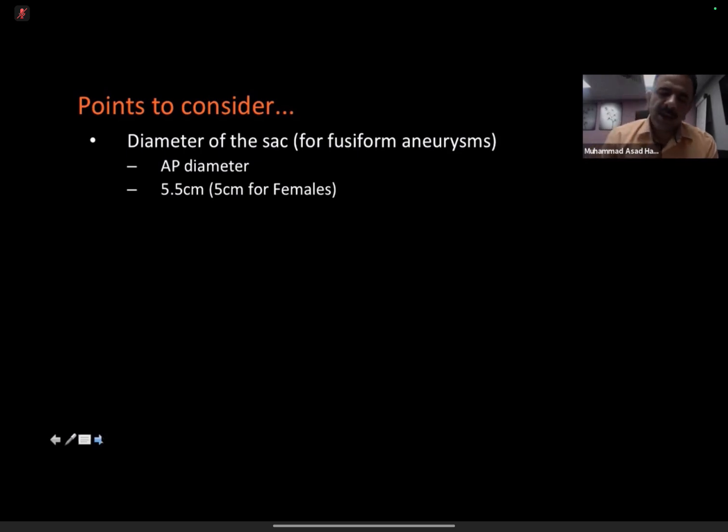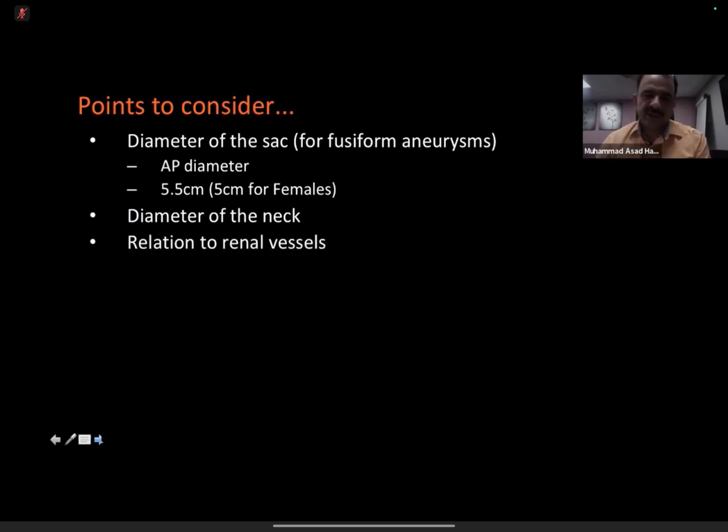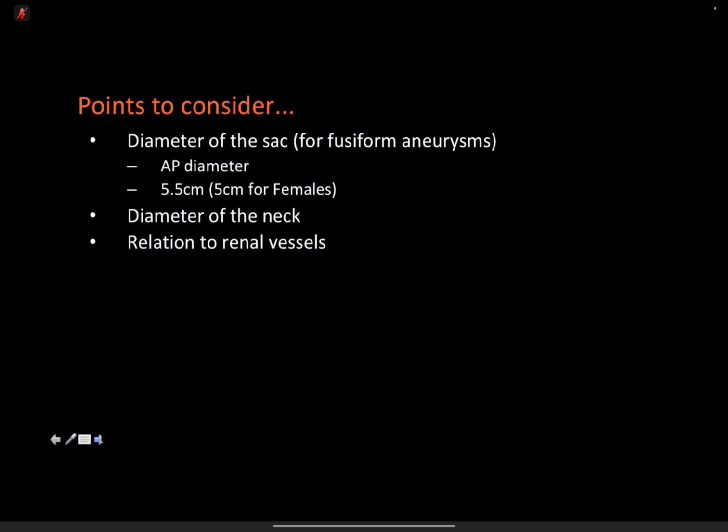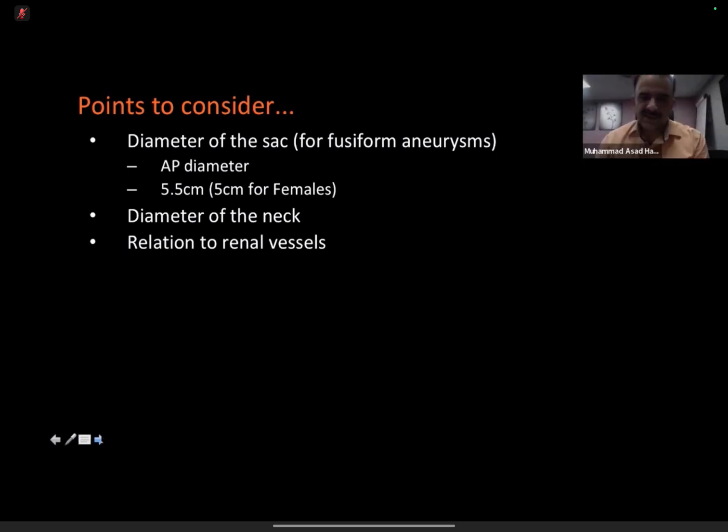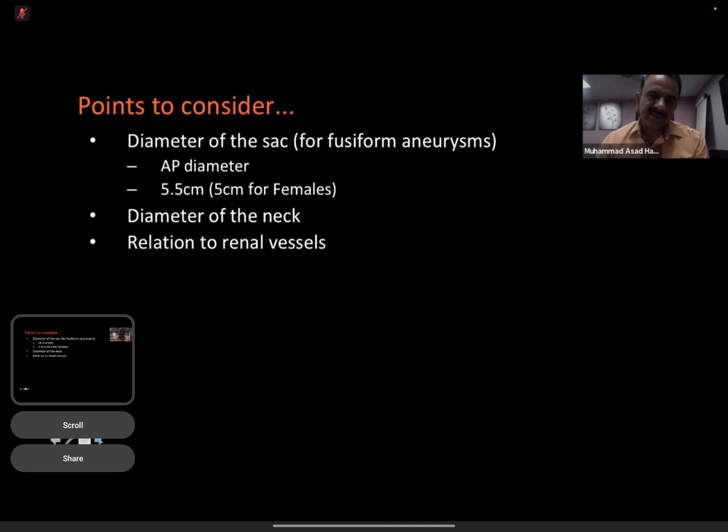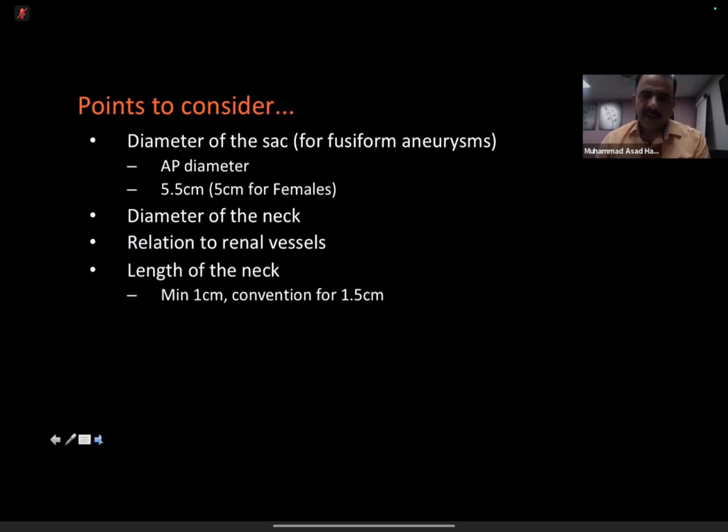Okay. Also, while describing the aortic aneurysm, one must mention the diameter of the neck. The neck is basically the appearance of the normal aorta proximal to the aneurysmal sac. We'll also describe its relation to the renal vessels. If it is well below the renal vessels, at least more than a centimeter, it's called infrarenal. An aneurysm next to the renal vessels is juxtarenal. If it is involving the renal vessels or extending above them, it's called suprarenal. Okay. Length of the neck, as I said, you tend to measure.